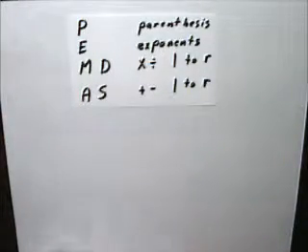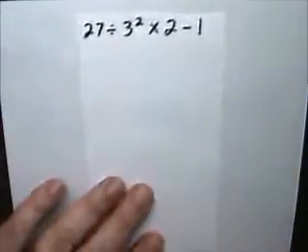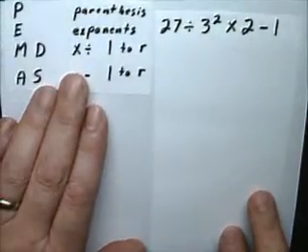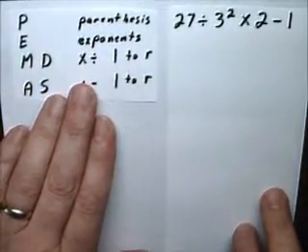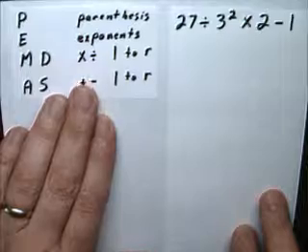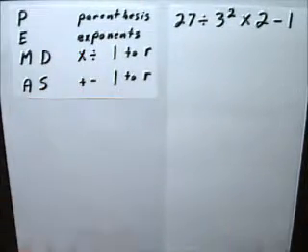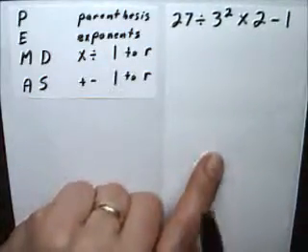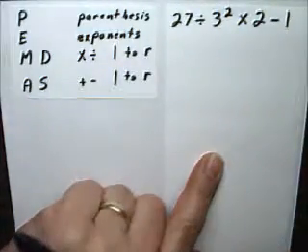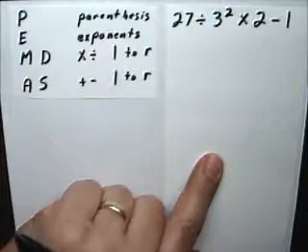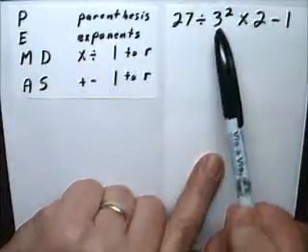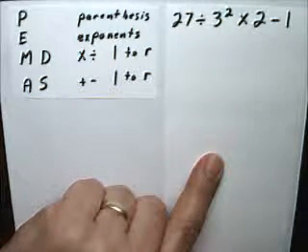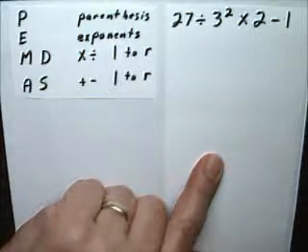Example 1 is a very good example of the Please Excuse My Dear Aunt Sally rules, the PEMDAS rules, because there are two places that I see it would be very easy for a beginning student to make a mistake here. There are no parentheses, so we don't have to worry about that. There is an exponent, however, and then there are division, multiplication, and there is a subtraction.